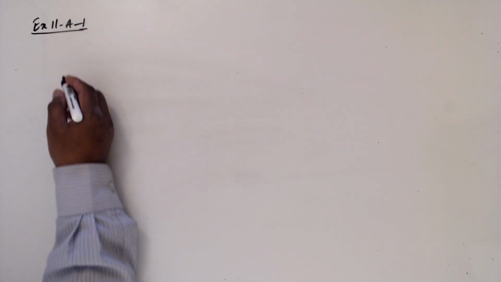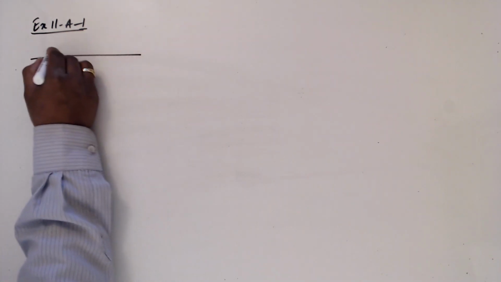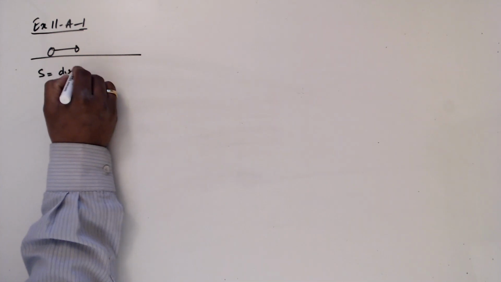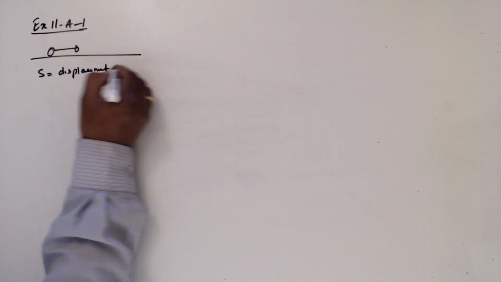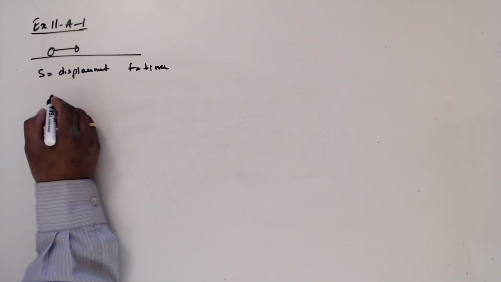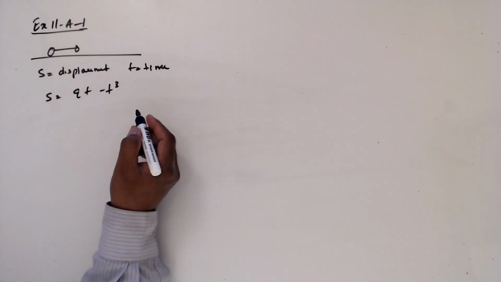Exercise 11A, question number 1. A particle, a body, moves in a straight line. S is the displacement and T is time. The relationship is given: S equals 9T minus T cubed.